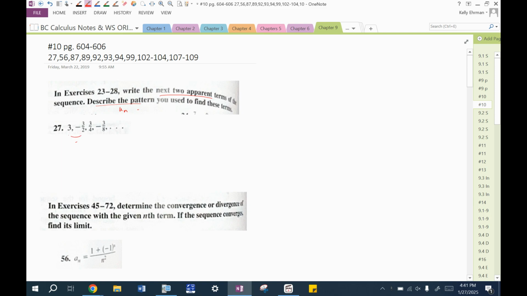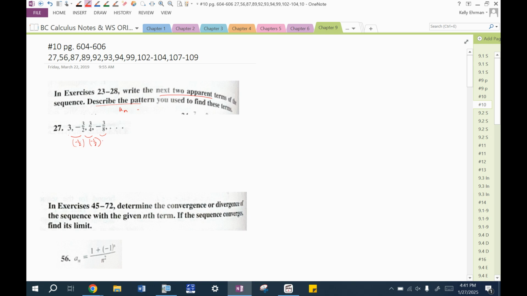So looking at what do you do to get from one term to the next? If you're not sure on this, you can try dividing consecutive terms like -3/2 divided by 3. But if I look at this, it looks like I multiply by -1/2 to get each term, right? If I multiply -3/2 times -1/2, I get +3/4, and that's just going to keep working. So I'm going to just use that idea to get the next two apparent terms.